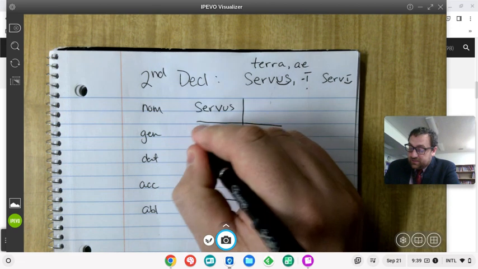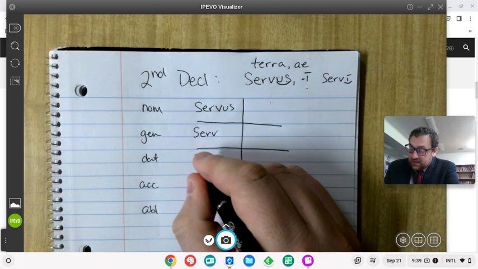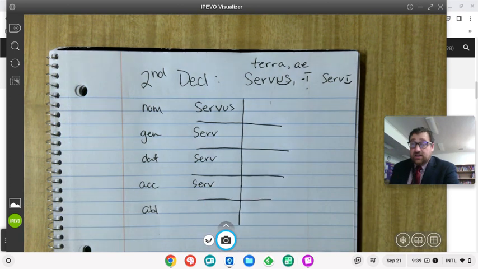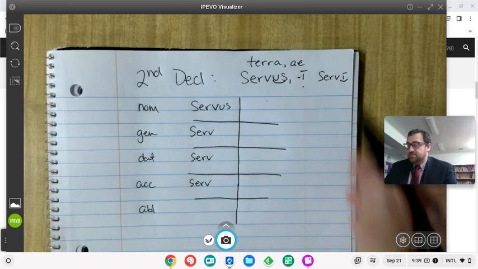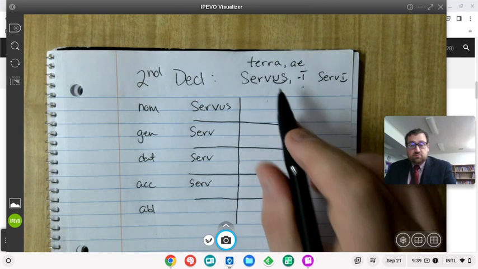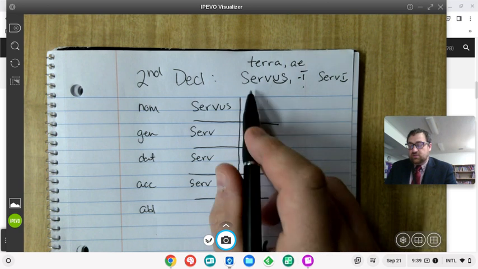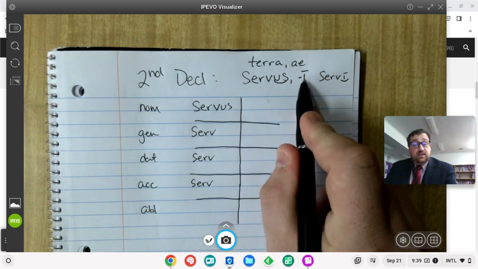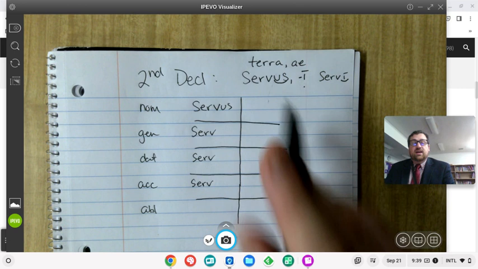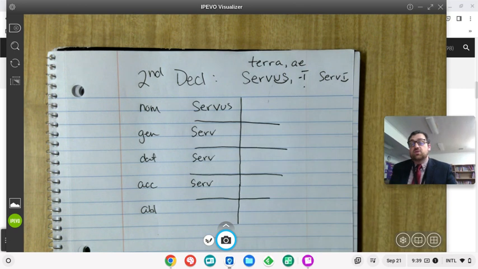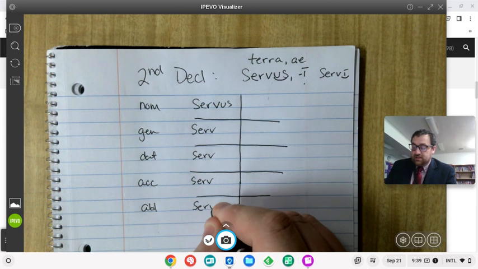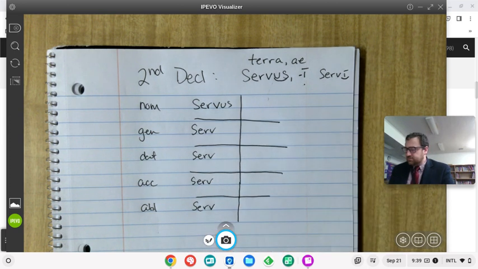The stem is serv-. So the stem on all of them is serv-. But just to save room and save ink, the stem isn't written again. So it's servus, comma, the next one is serv- with an e on the end instead of the us, and that's the dictionary form. Sometimes you will see them written out, servus, servi, but more often, this is how you're going to see them. Okay?